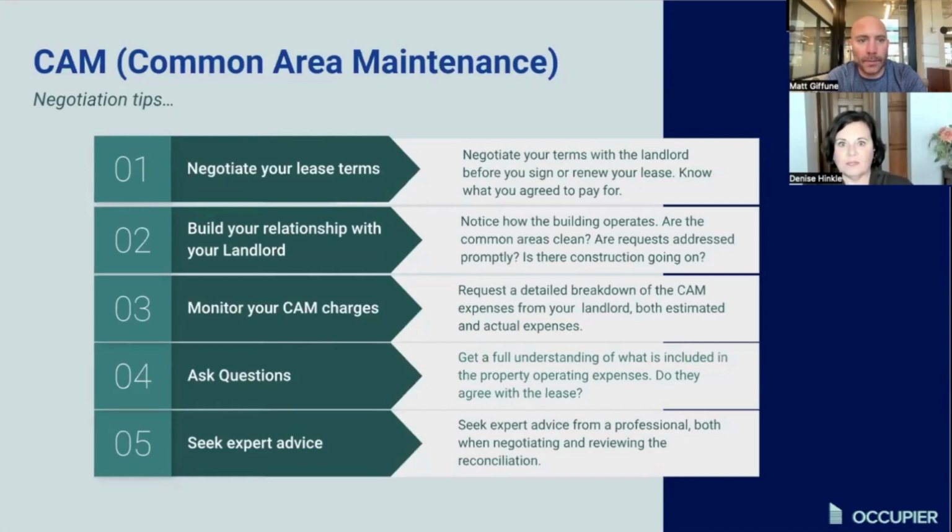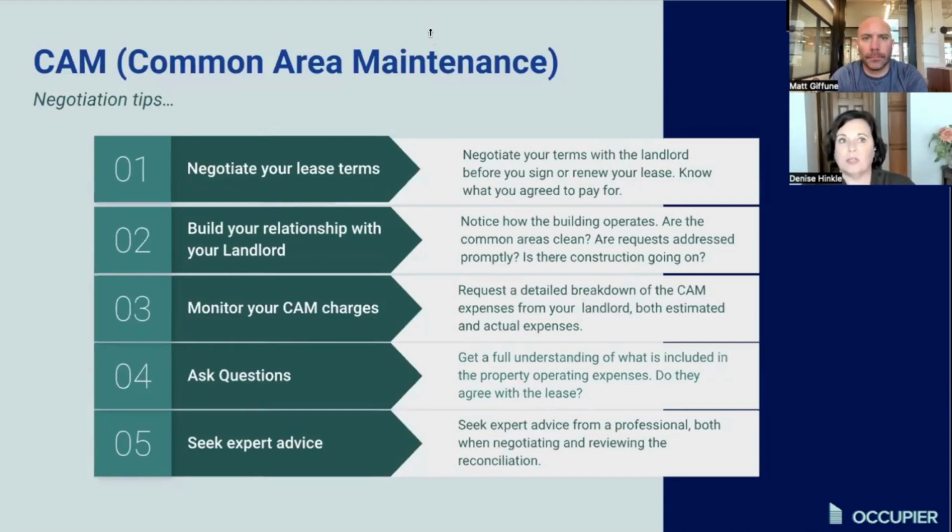So Denise, maybe you can walk us through how you can negotiate, build this relationship with your landlord, and make sure that your CAM charges aren't getting out of control as you continue your occupancy. Yeah, I think the first thing, like you said, is this negotiation. You really need to have somebody on your team, internally or externally, that knows that if you have a common area maintenance expense definition that includes the word replacement, you're agreeing to capital expenditures and not just operating expenses.